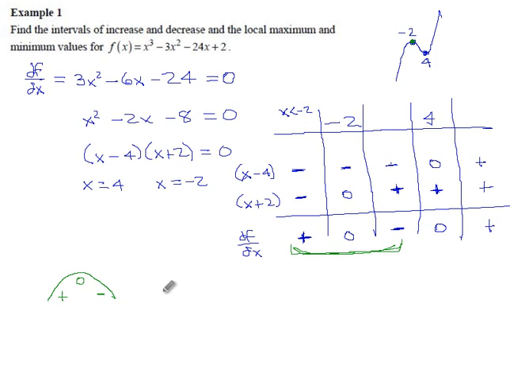If you're passing the bottom of a valley while walking, you should feel the ground go sloping down, then flat, then sloping up. And we have that happening around 4. So 4, as our graph already told us, is the bottom of a valley, or what we call a local minimum.